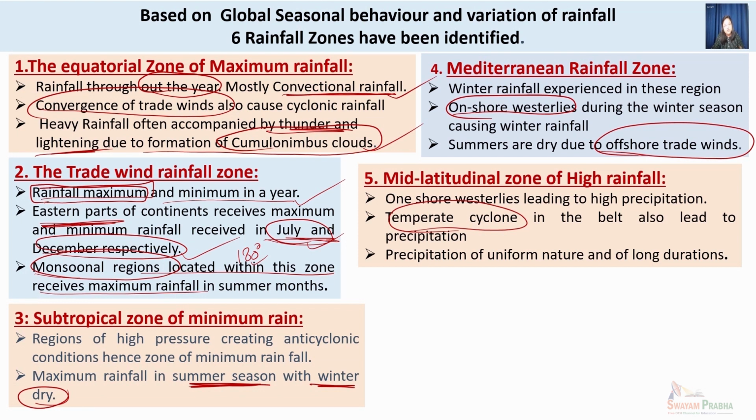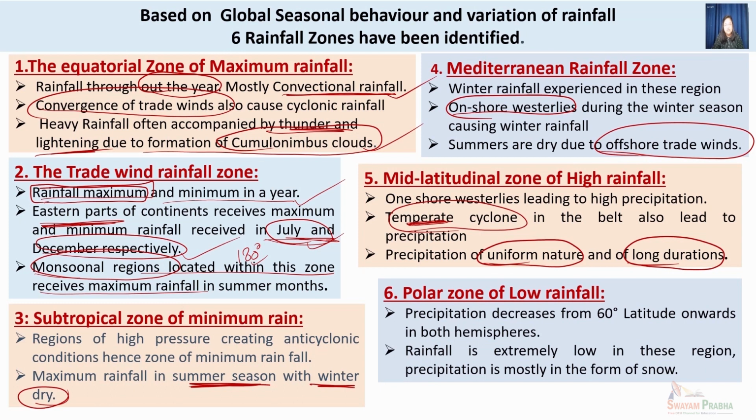So the southern hemisphere in these particular zones receives more rainfall than the northern hemisphere. Why? Because of the dominance of oceans in the southern hemisphere as compared to the northern hemisphere. And winter season receives maximum precipitation again in these areas, primarily because of the prevalence of temperate cyclones during the winter season. The precipitation is primarily of uniform nature and it happens for a very long duration.